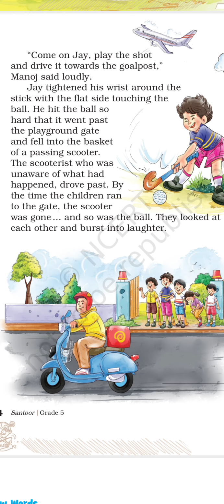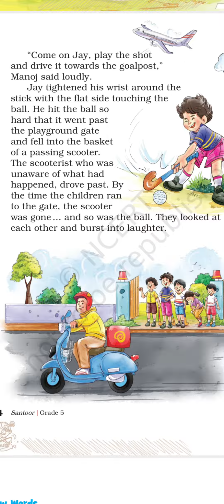The basket was on the scooter and the scooter was running. It was a running scooter, not a standby. So the ball went into the basket of the scooter. The scooterist, who was unaware of what had happened, drove past and went away. By the time the children ran to the gate, the scooter was gone.